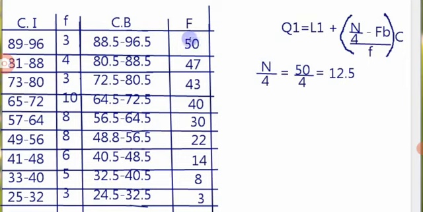So the final number in the cumulative frequency must be equal to everything in the frequency, the summation of the frequency. Remember your frequency is 50. So the last number on your cumulative frequency must be 50.